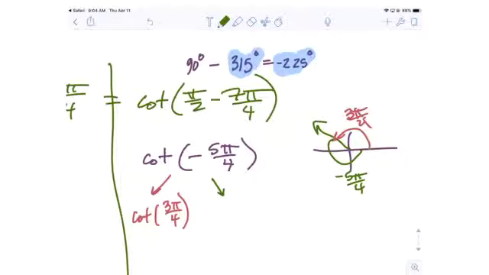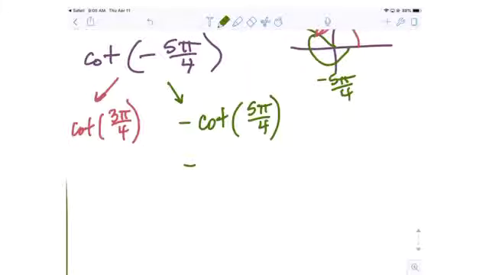we can use symmetry. Cotangent is even, odd, or neither. It's odd, right? For odd functions, negative inputs become what? Negative outputs, right? So we can also write that as negative cotangent of positive 5 pi fourths. Either one would work. It's up to you. So let's go ahead and evaluate both of them.